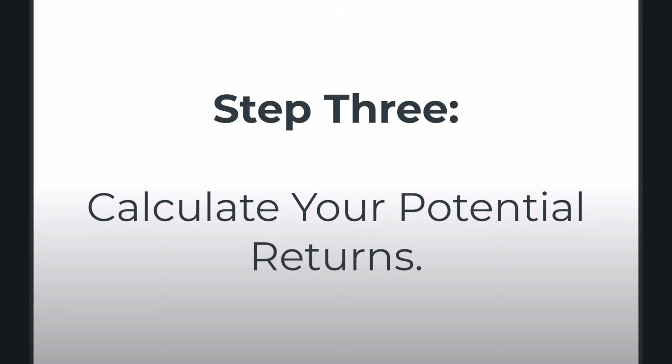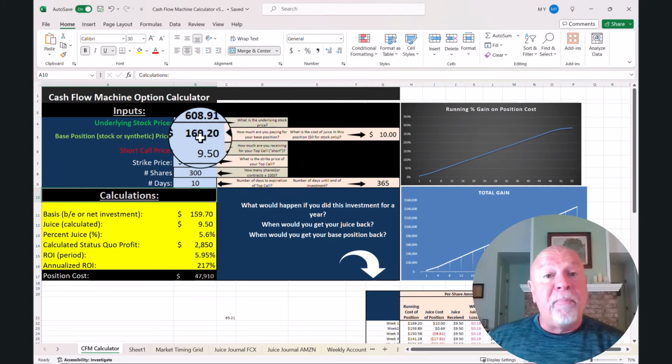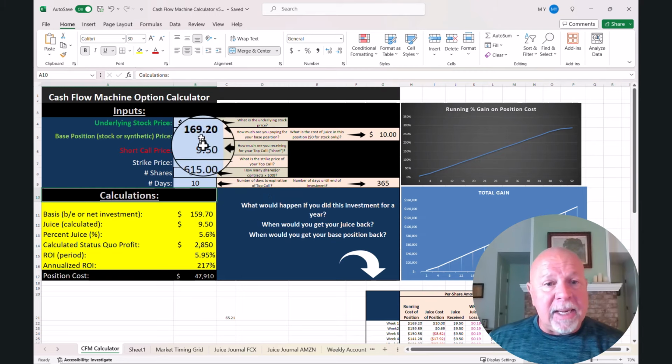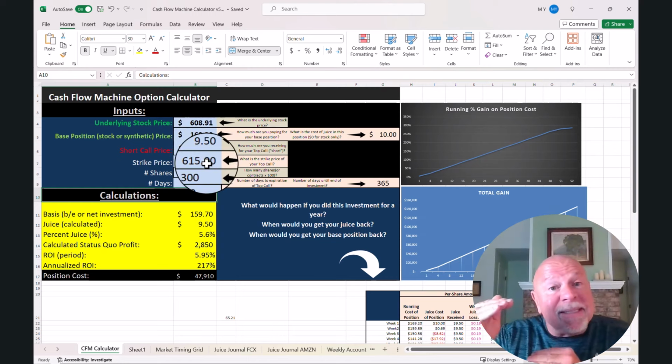Now let's take a look at the calculator. We've got the stock price in here at 608.91. It bought the calls for 169.20, and we're selling the calls against it for 9.50. That's an out of the money call, giving us $9.50 worth of juice. That's what we're after here. This is an income trade. This isn't a capital gains trade. This is an income trade. The strike price is 615. Remember, I think it's going to 618.